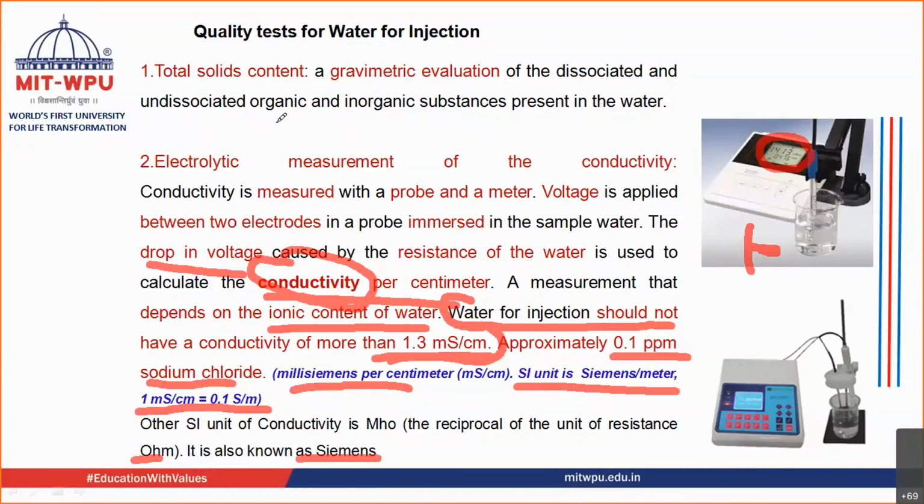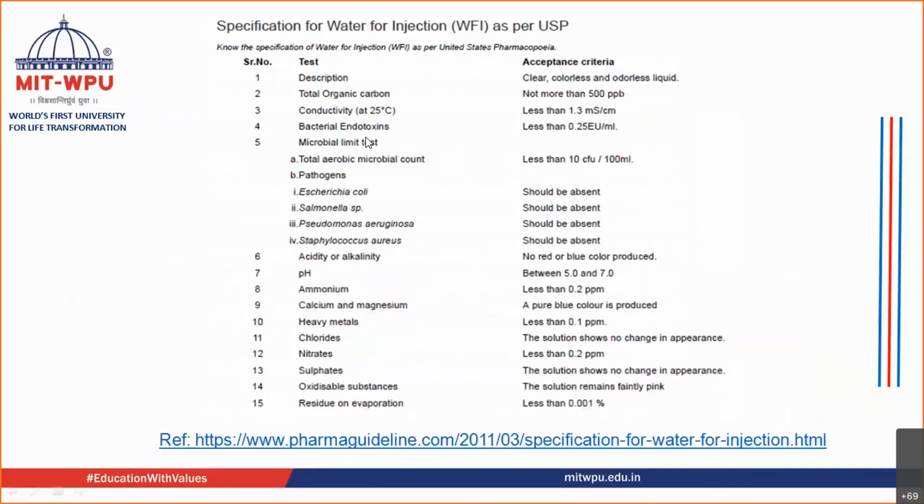So this is about the two methods for determining the quality of water for injection: total solid content and the measurement of conductivity. There are other methods also to determine the quality of water for injection. Here are some of the specifications given in the USP for water for injection. It talks about the description, that it should be colorless, clear, and odorless.